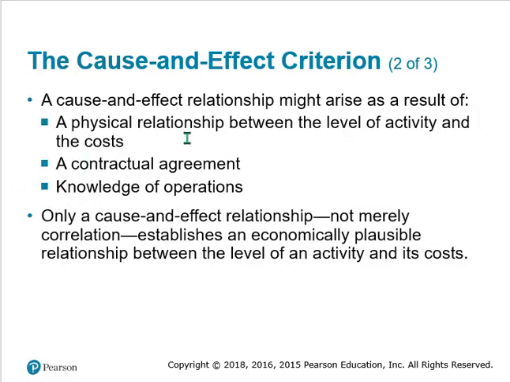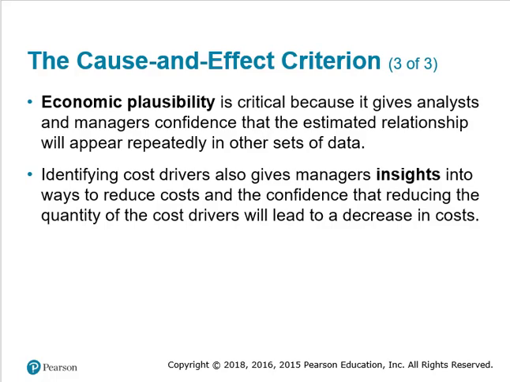A cause and effect relationship might result because of a physical relationship between the level of activity and the costs, a contract, or knowledge of operations. And only a cause and effect relationship, not a correlation, establishes an economically plausible relationship between the level of an activity and a cost. Managers must be careful not to interpret a high correlation between two variables to mean that either variable causes the other. It's a really common mistake. Economic plausibility is critical because it gives analysts and managers confidence that the estimated relationship will appear repeatedly in other sets of data.